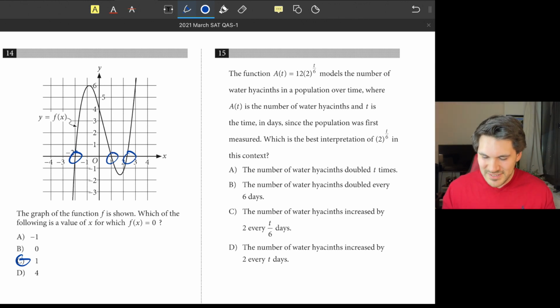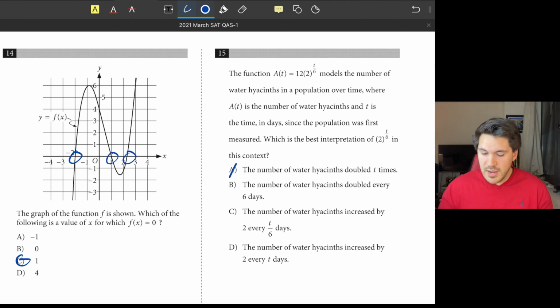Which is the best interpretation of 2 raised to the t over 6 power in this context? The best way to think of it is look at what the answer choices are saying and see if you can apply it to the equation, and then if it'll make sense once you've done that. So let's try A. The number of water hyacinths doubled t times. This doesn't make sense to me. Because that's t over 6, so this doesn't make sense. I'm just going to eliminate it.